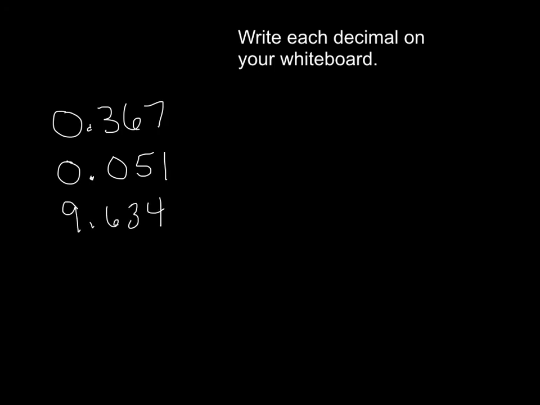The next one is 3 thousandths. And 5 and 79 thousandths. So on your board, the first one was 367 thousandths. It should look like that. And then 51 thousandths, so 0.051. 9 and 634 thousandths. 3 thousandths. 5 and 79 thousandths. And that's where we ended.